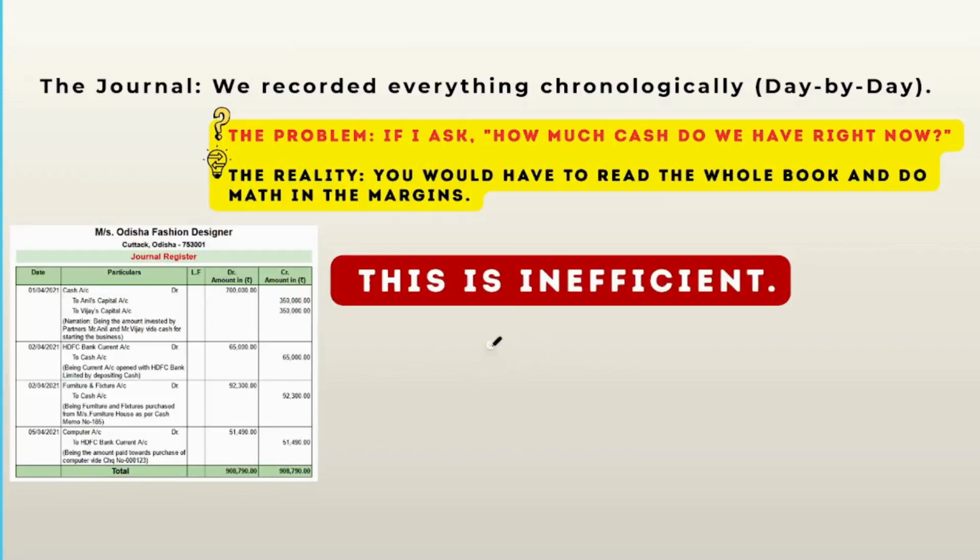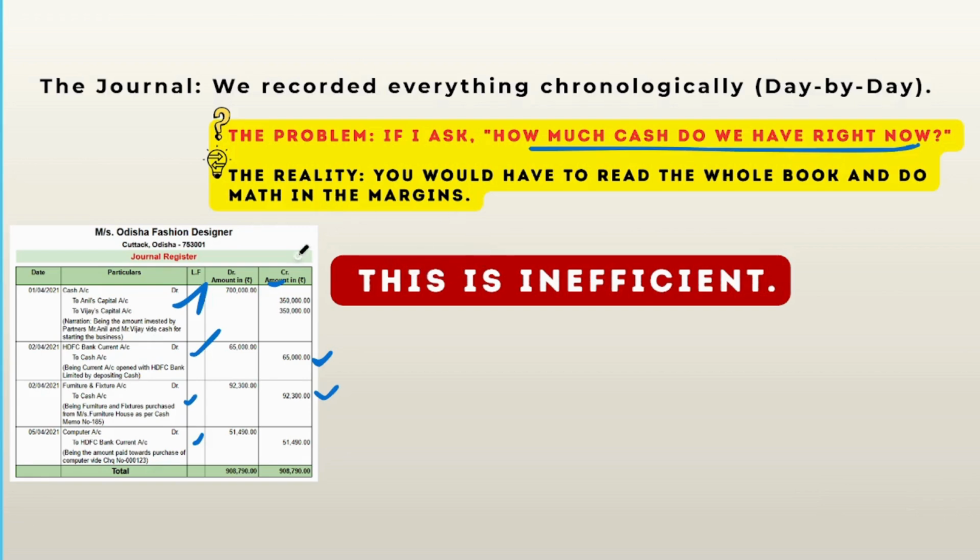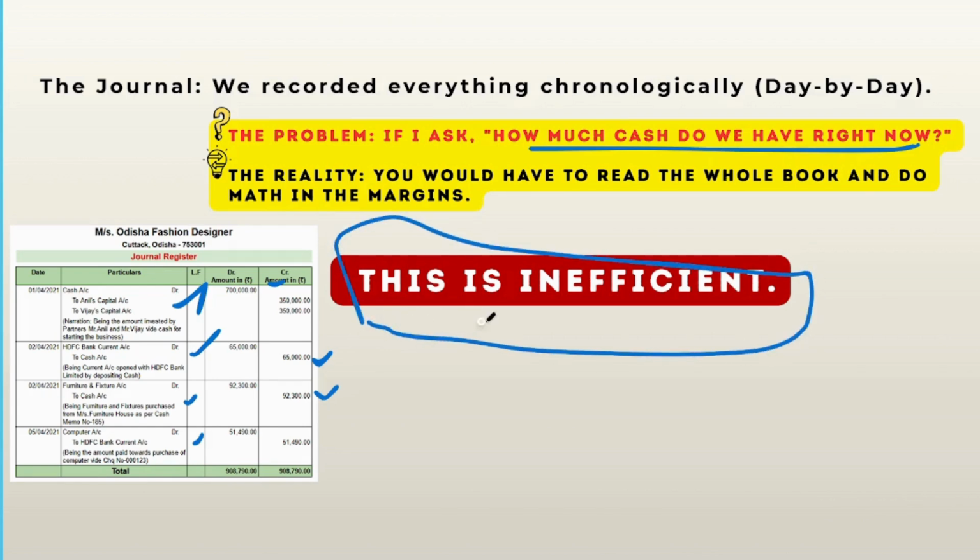Now, I want you to look at this slide. This is the journal we know and love. It records everything chronologically, day by day. But there is a big problem here. Imagine the CEO busts into your office right now and asks, "Hey, how much cash do we have right this second?" If you only have the journal, you are in trouble. You'd have to start at the top of the page, add up every debit, subtract every credit, turn the page, do it again, doing math in the margins while the boss stares at you. It is slow, it is messy, and frankly, it is inefficient. We need a way to answer that question instantly.